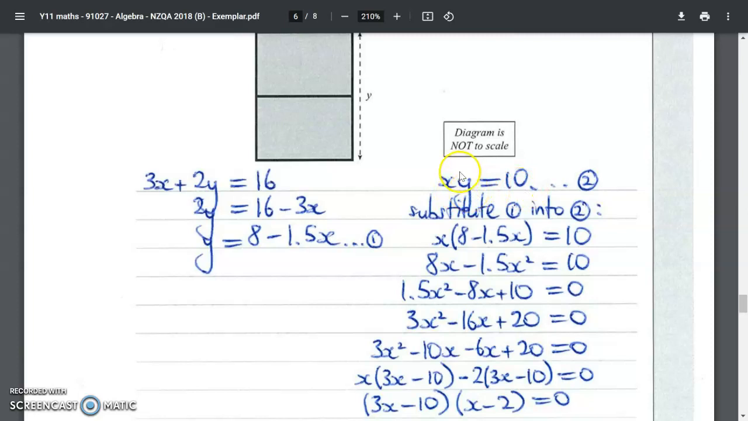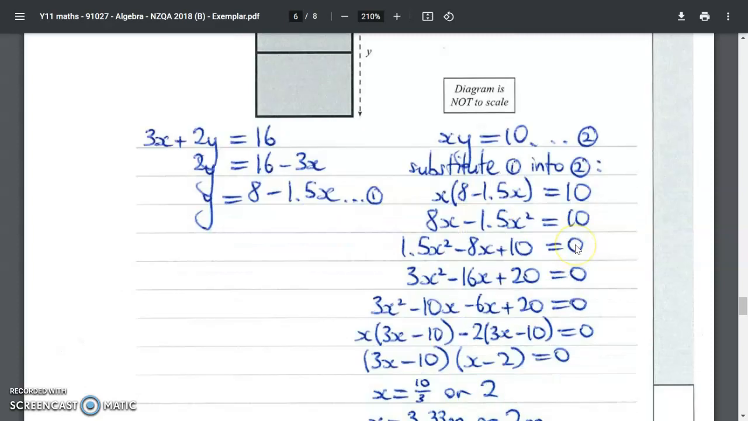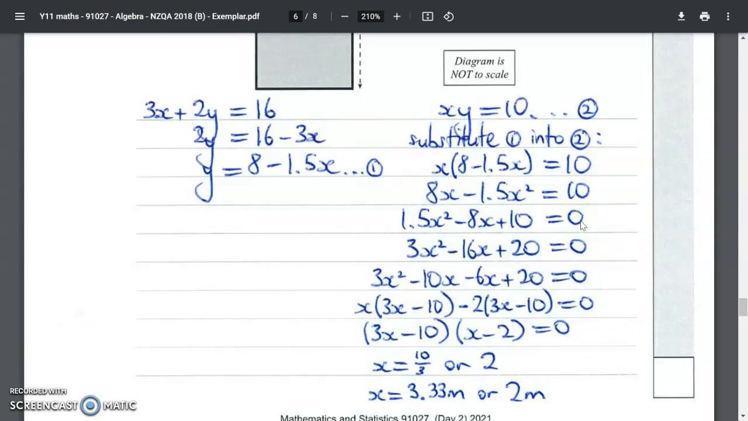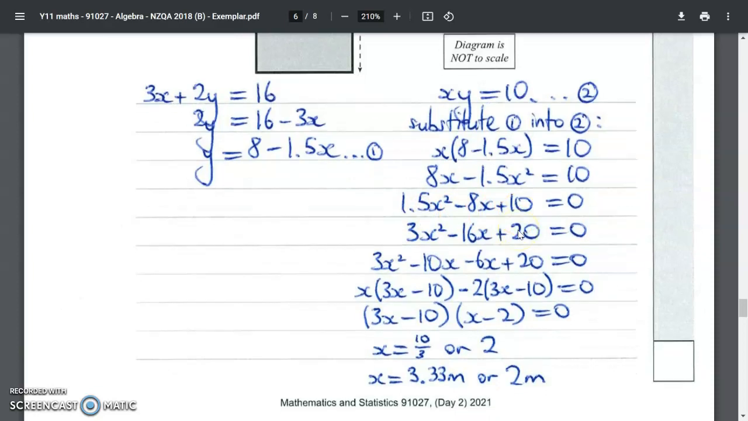So replacing the y with 8 minus 1.5x, we get x times, instead of y, we write 8 minus 1.5x, and then equals 10. Expanding the brackets, we get this. Doing everything on the right hand side, we get this. Multiplying both sides by 2 to get whole numbers, we get this.